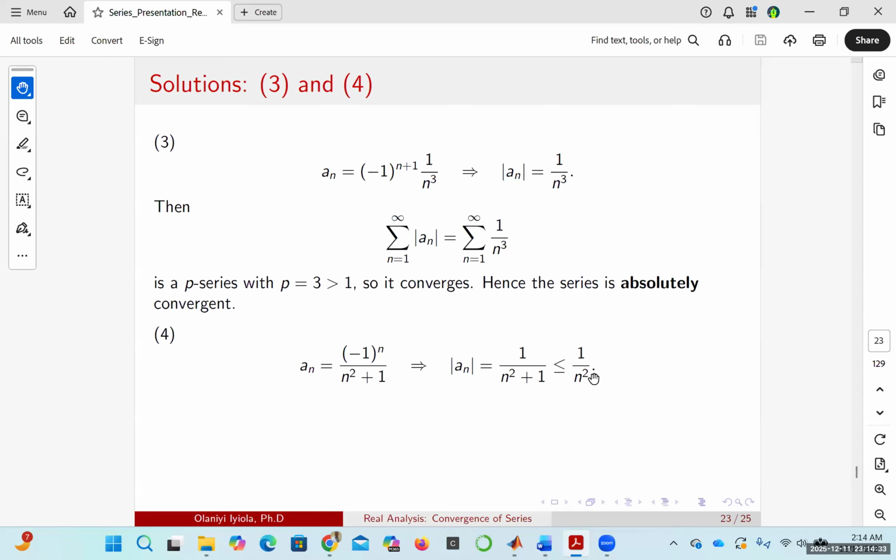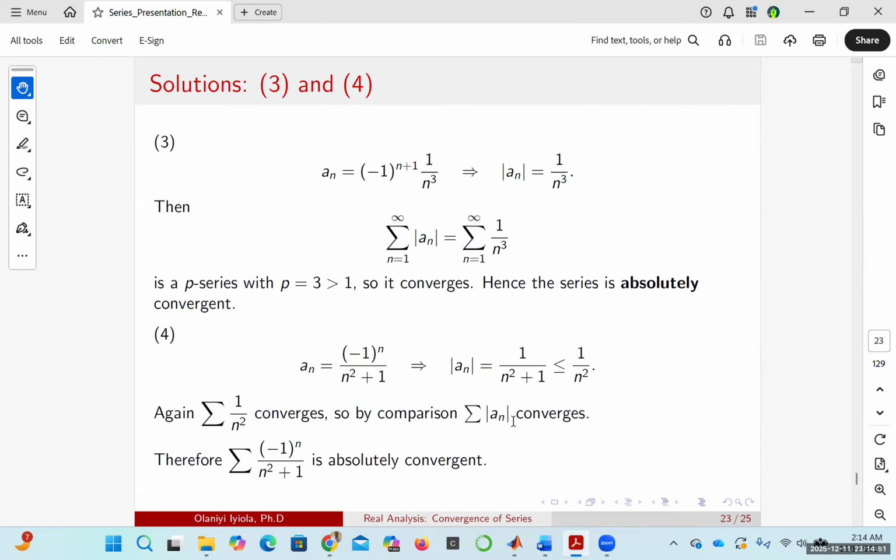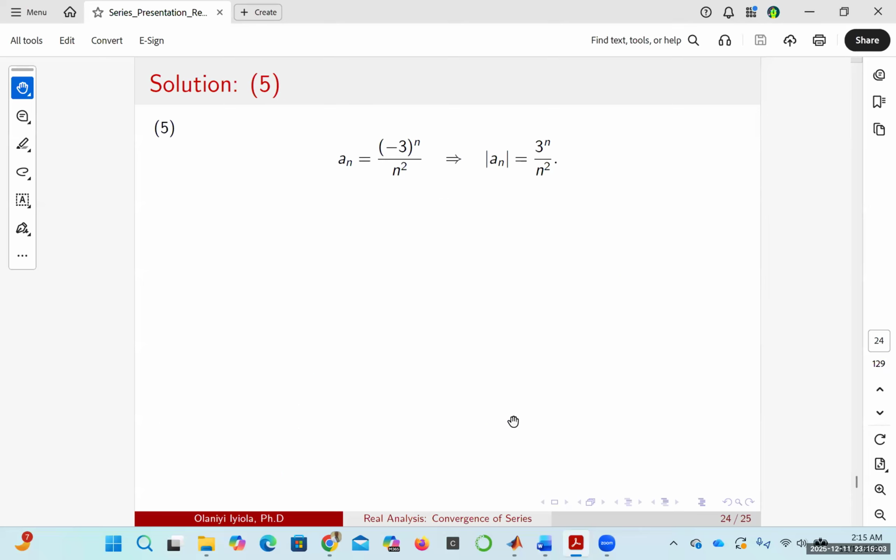So for the series given by the right-hand side, if it converges, then the series given by the left-hand side also converges. And we know that the series given by this one is a p-series, which converges. Therefore, this one also converges. Then we can conclude that the original series given to us converges absolutely. Now let's see question 5. Maybe we can get something different from here.